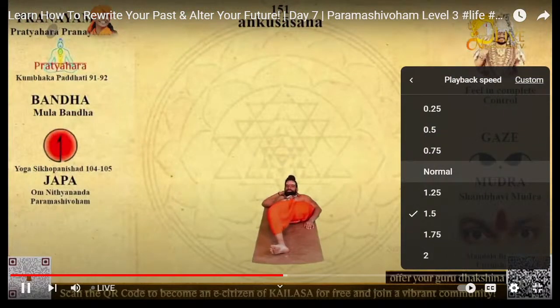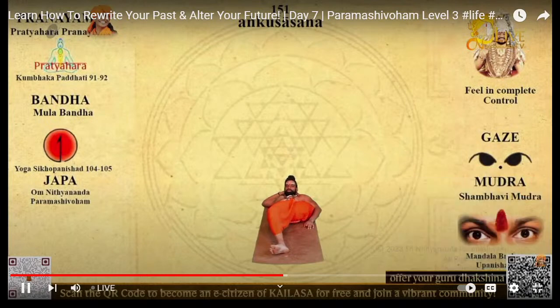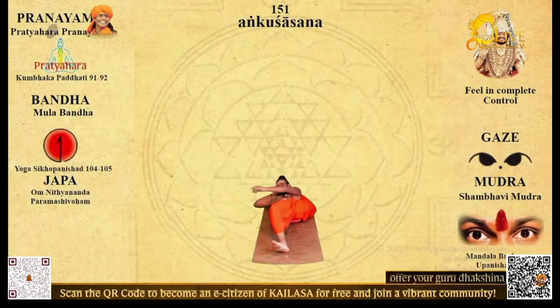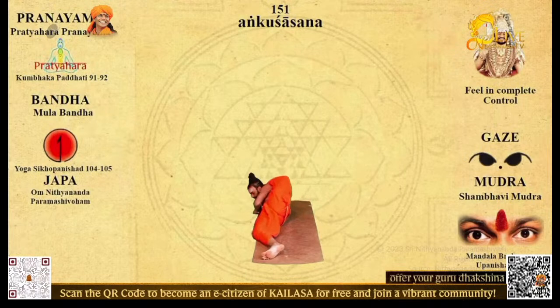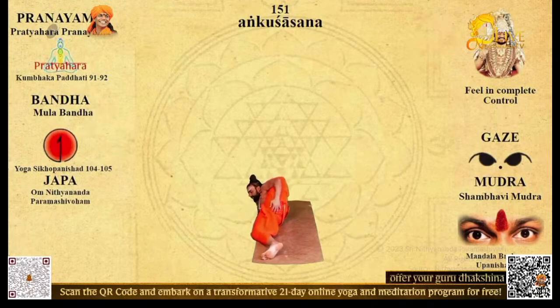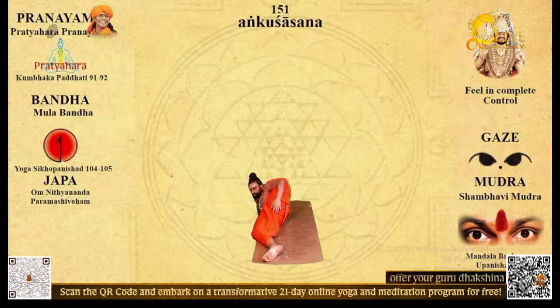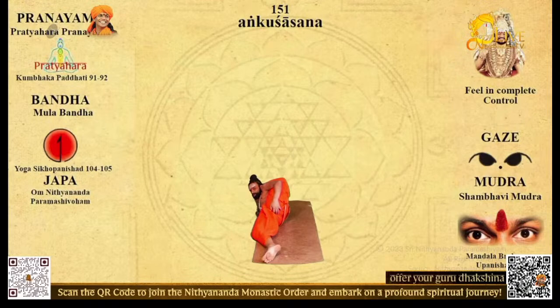Next asana is Ankushasana. Now from Anantasana, lean on one side on the elbows of the right leg. Touch the feet with the right hand. Gaze to the nose, Vijay Swamiji, in your inner space. Feel the complete control.